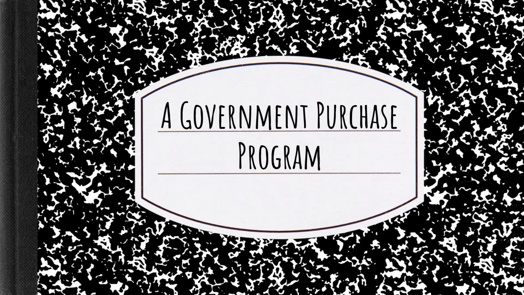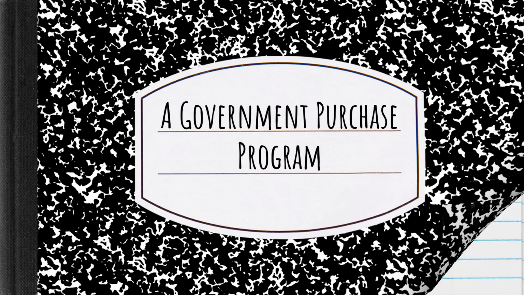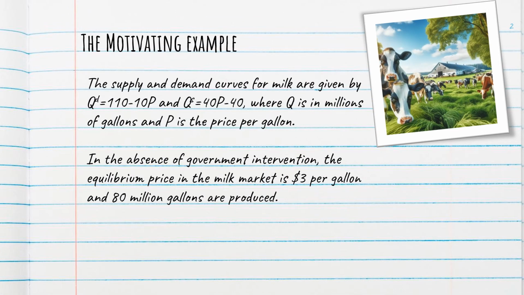In this short video, we're going to analyze the effects of a government purchase program. Let's suppose that the supply and demand curves for milk are given by quantity demanded equals 110 minus 10p and quantity supplied equals 40p minus 40. In this scenario, Q is in millions of gallons and P is the price per gallon.